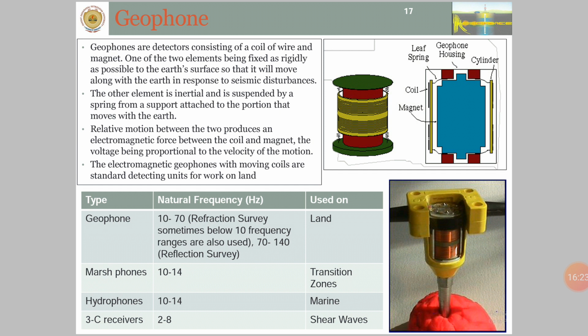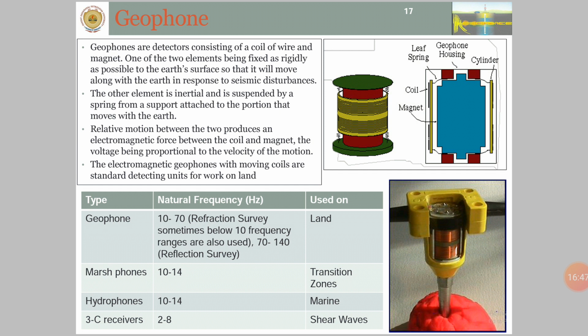Now for geophone we have the natural frequency between 10 to 70. For refraction survey, sometimes below 10 frequency ranges are also used. 70 to 140 is used for reflection survey, used especially on land. Marsh phones have a natural frequency between 10 to 14 Hz. We use these in the transition zone.